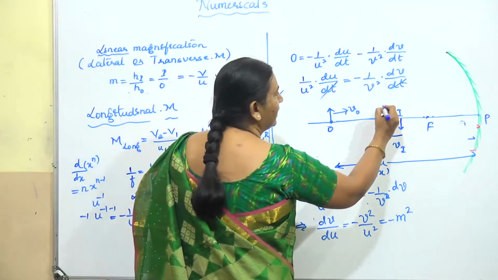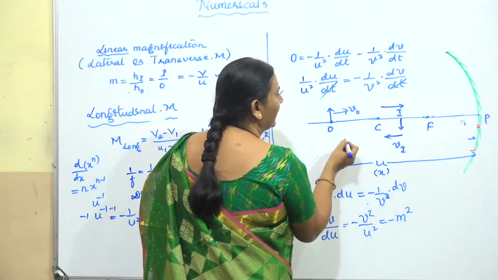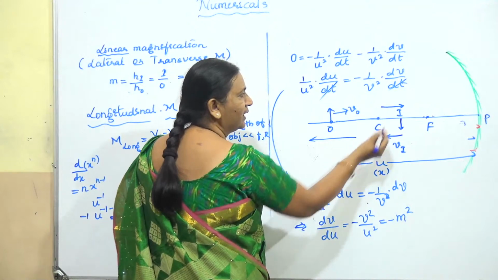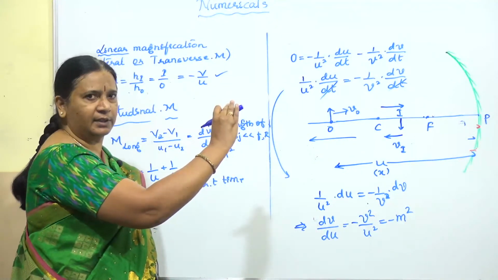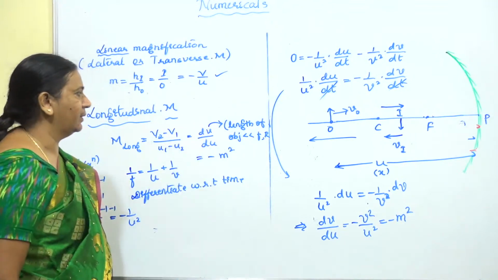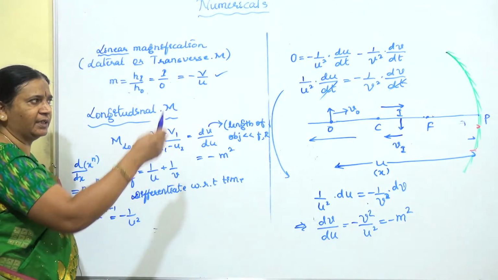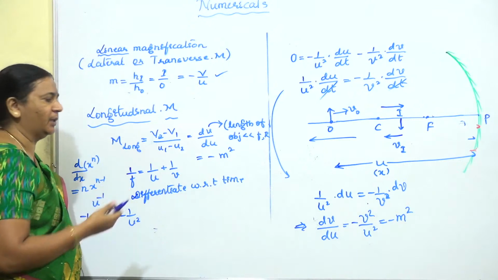If suppose your needle is lying like this, you will get image what? Opposite, inverted. So the minus sign indicates that it is inverted, away from that pointed thing. So what is the way of calculating?